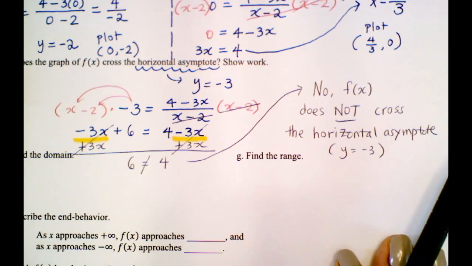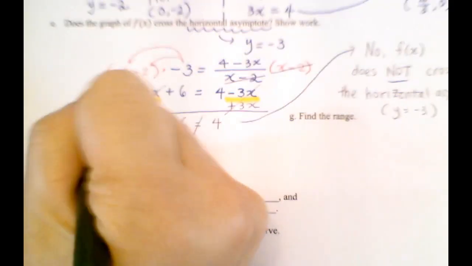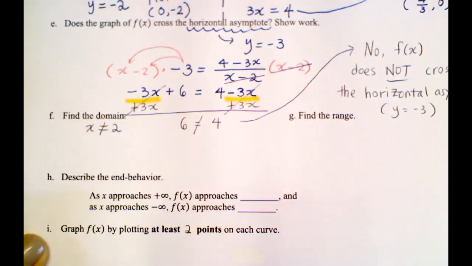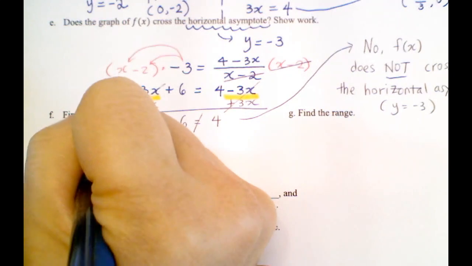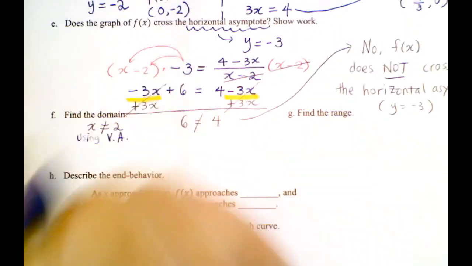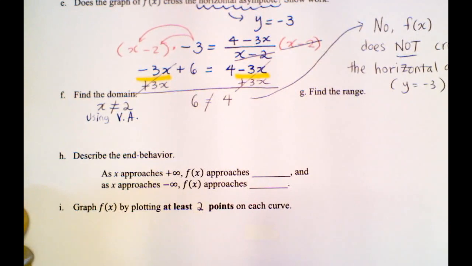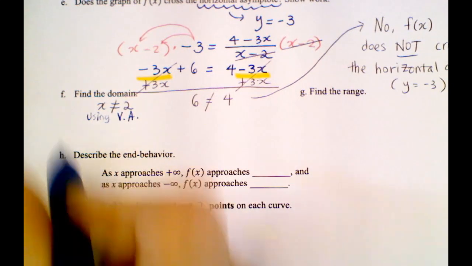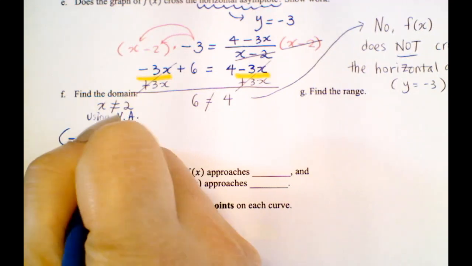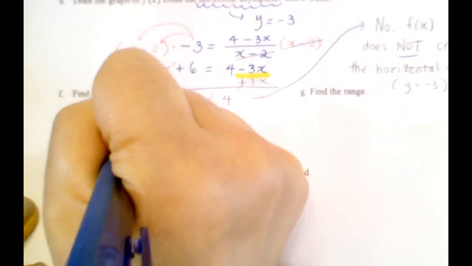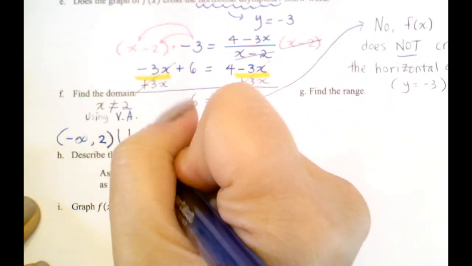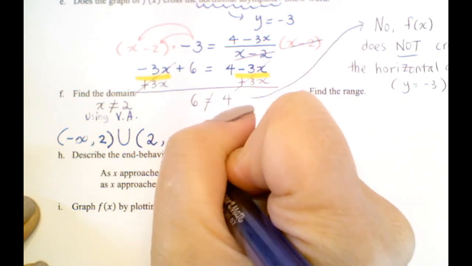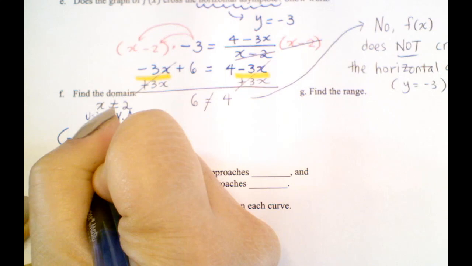Alrighty, let's find the domain and range. Now for domain, we do know that x can't be equal to 2, right? x can't be equal to 2. What am I using? I'm using the vertical asymptote. Using our vertical asymptote, we know x can't be equal to 2. So how do I write that in interval notation? From -infinity to 2, union, I jump over that 2, and then start back at 2 and go all the way to positive infinity. So that's the domain of this rational function.